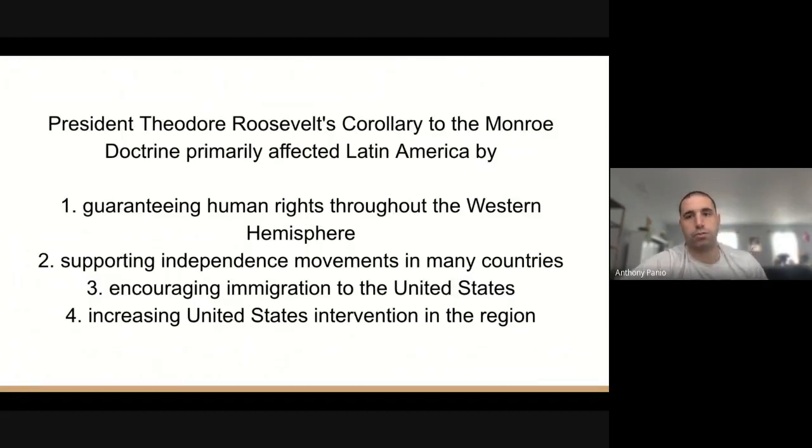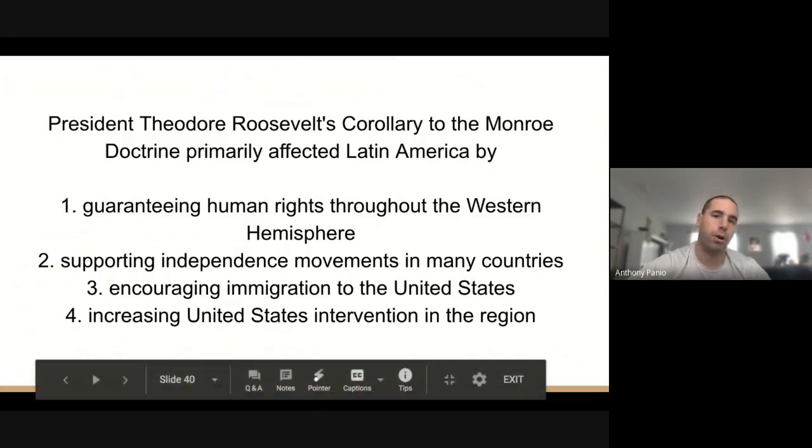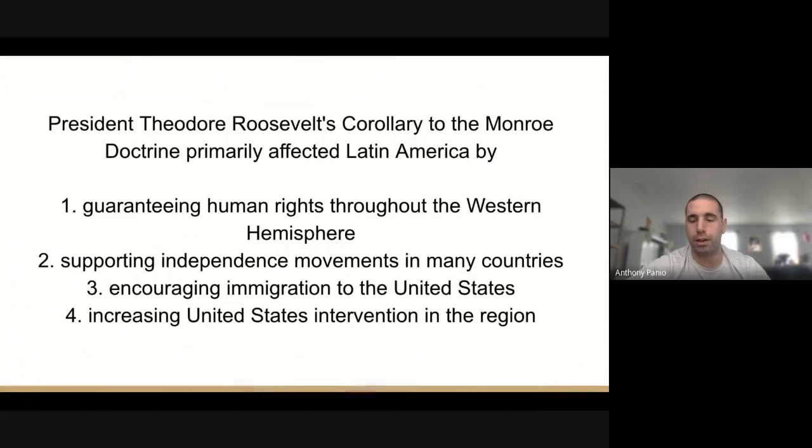President Theodore Roosevelt's corollary to the Monroe Doctrine primarily affected Latin America by what? Pause the video if you need. Otherwise, if you know it, the correct answer is going to be 4, increasing U.S. intervention in the region. We're going to make sure that area of Latin America is going to be a major focus for us to basically intervene and protect.